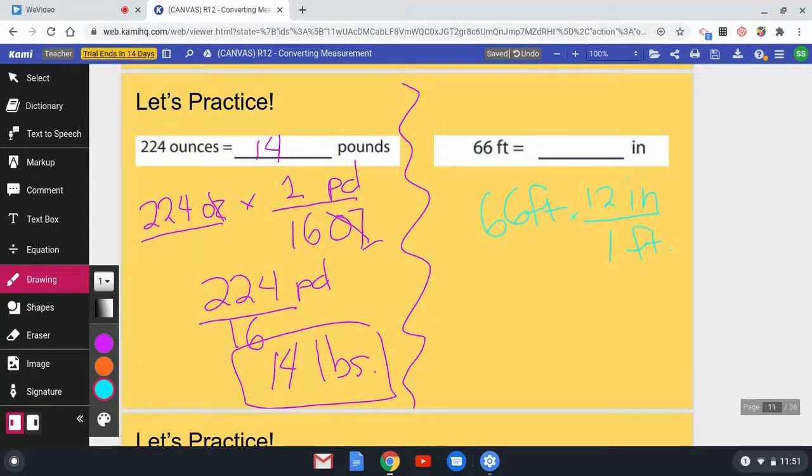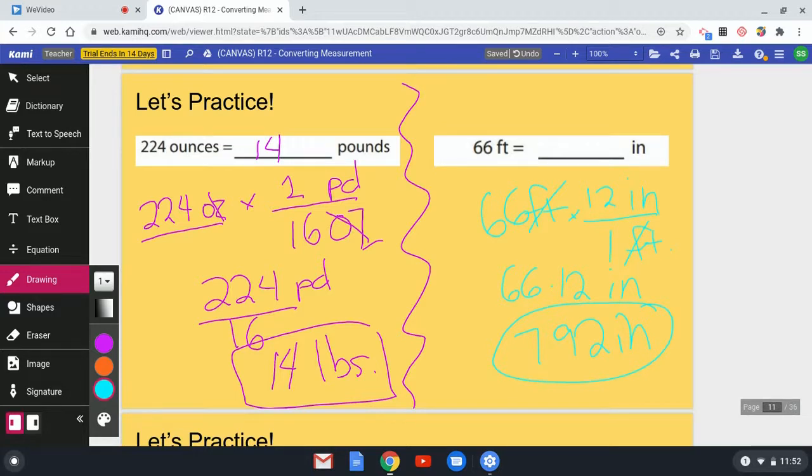I'm going to times these together. Foot and foot cancel. So I'm left with 66 times 12 inches. On your calculator, 66 times 12. And you would get 792 inches. Don't get caught up in the math. I want you to get caught up in setting up these proportions or these 2 equivalent ratios, and solving.